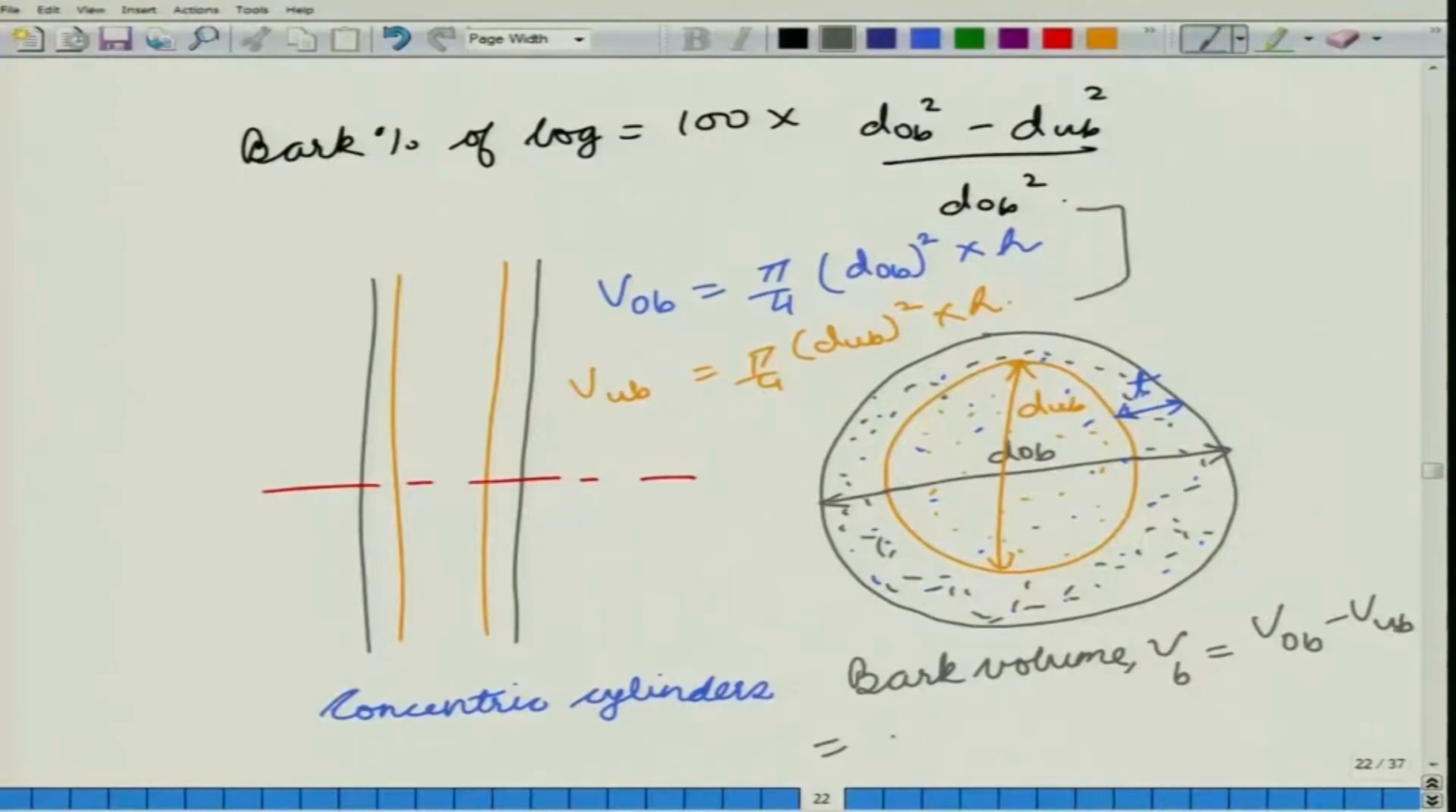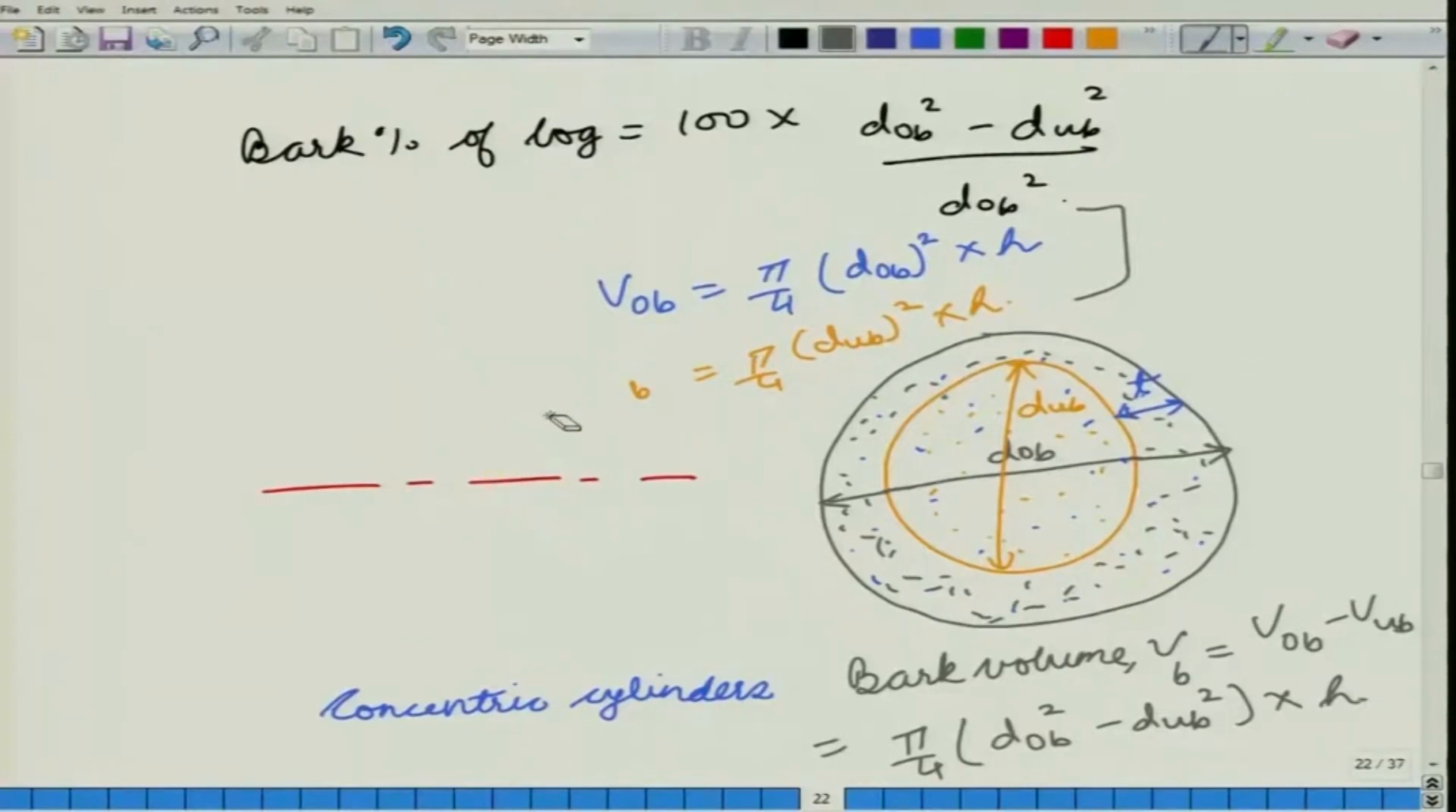So, what is it? Using these two equations, it becomes pi by 4 dOB square minus dUB square multiplied by height. So, that is the bark volume. Now, what is the bark percentage of log? This thing is volume under bark.